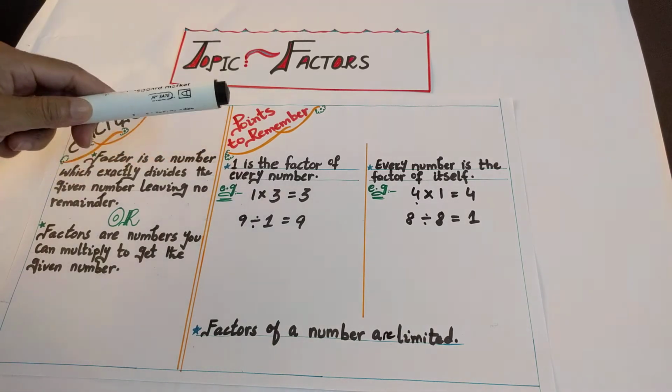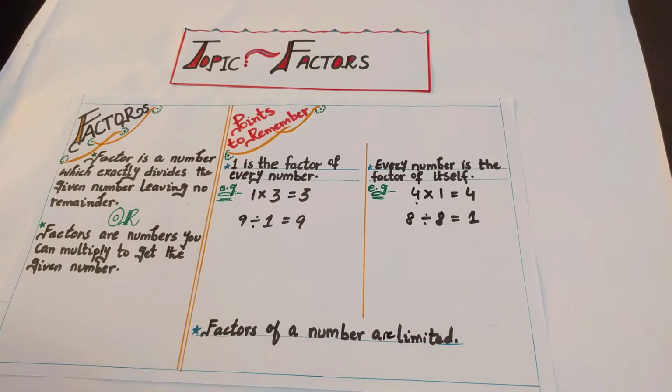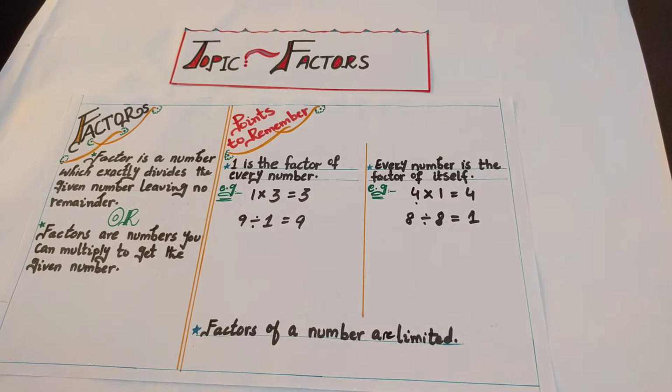1 is the factor of every number, and every number is a factor of itself. And factors of a number are limited. Now we are going to start an example. With the help of that example, we will check how to find the factors of the given number.